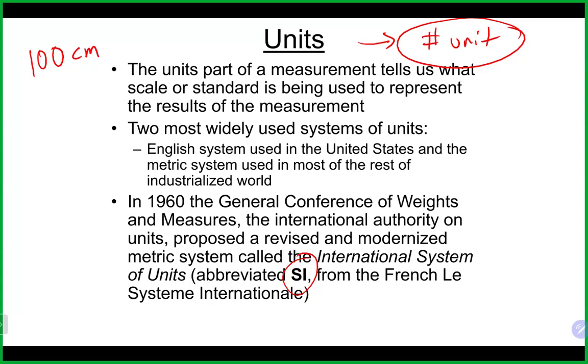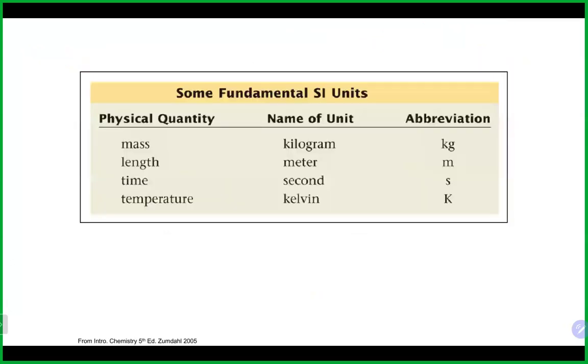And we will see some conversions that go from English to metric and back and forth. If you have your speedometer on your car, they'll have miles per hour or kilometers per hour and stuff like that, right? So that's the metric and the English system.